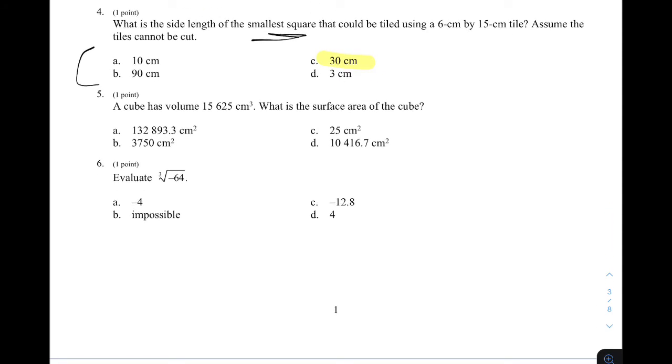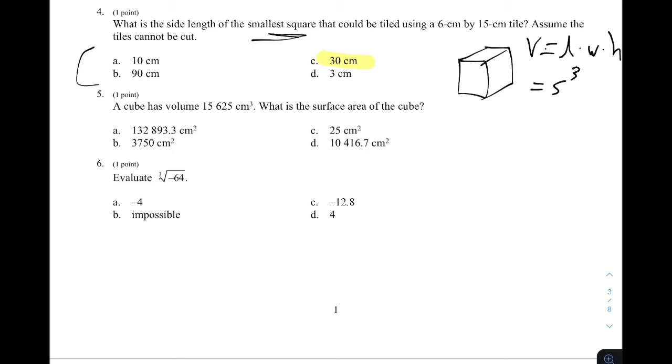Next, number 5 here, a cube has a volume of 15,625 cubic centimeters. What's the surface area of the cube? So for a cube, we've got a cube. We know volume of a cube is length times width times height. That's an L over there in case you're wondering where my scribbles are. And length times width times height. If it's a cube, we know they're all the same.